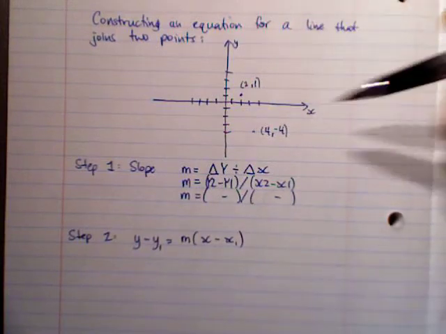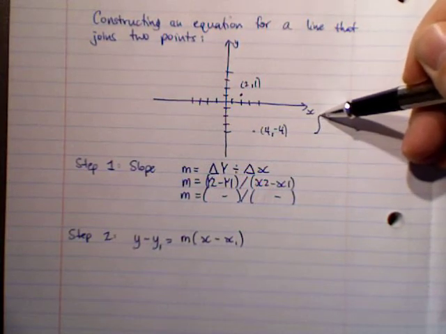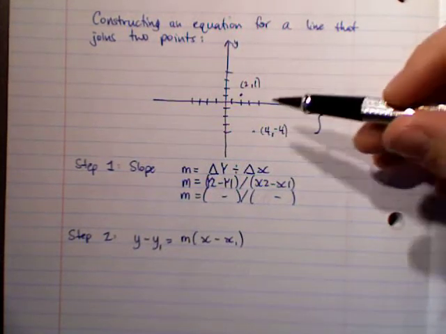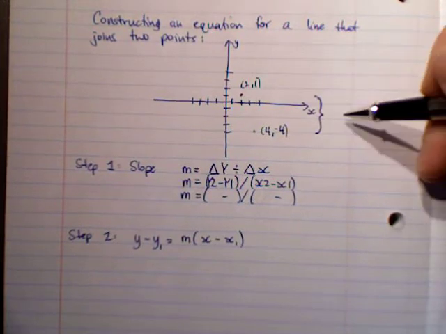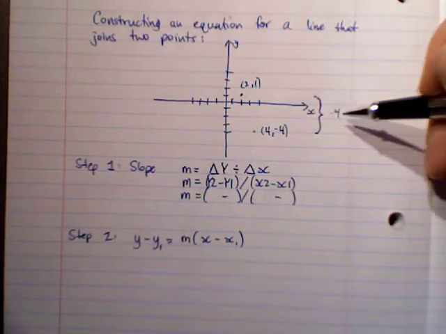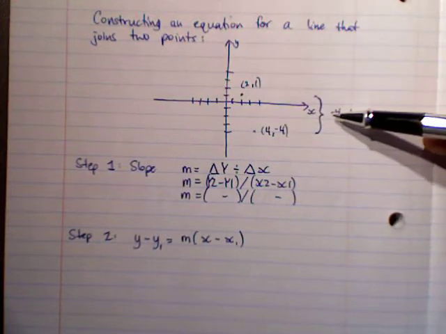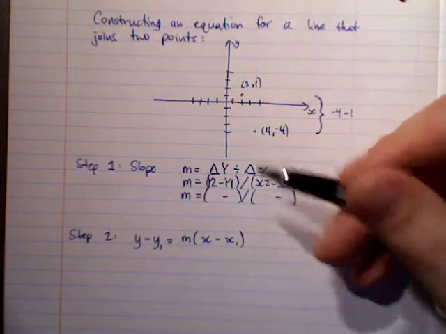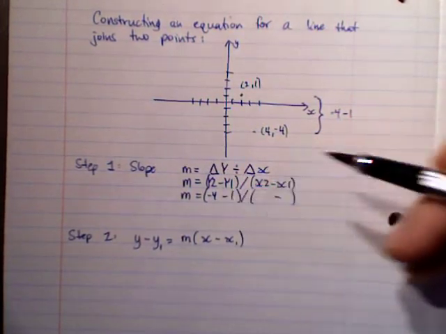So the change in y from 4 to 1 is, this change in y is the second point, which is negative 4, minus the other point, which is 1. So it's 5 points, 1, 2, 3, 4, 5, and negative 4 minus 1 gives you negative 5. So we're just going to fill in those blanks in here. We have negative 4 minus 1.